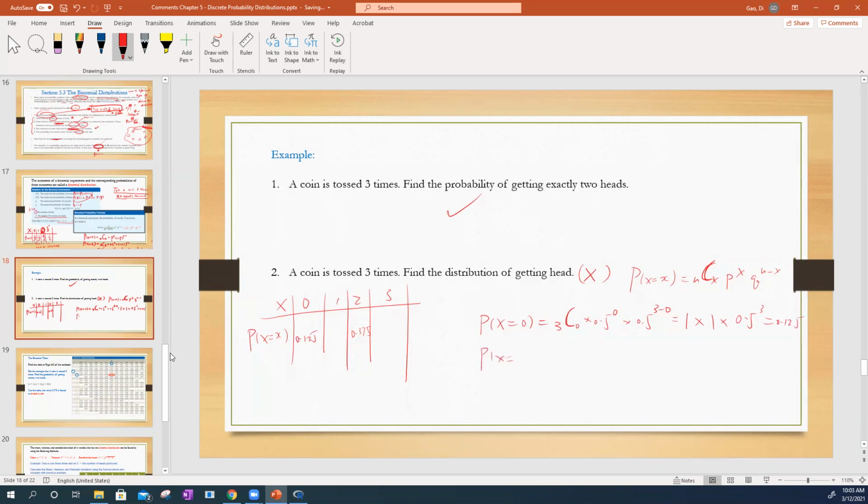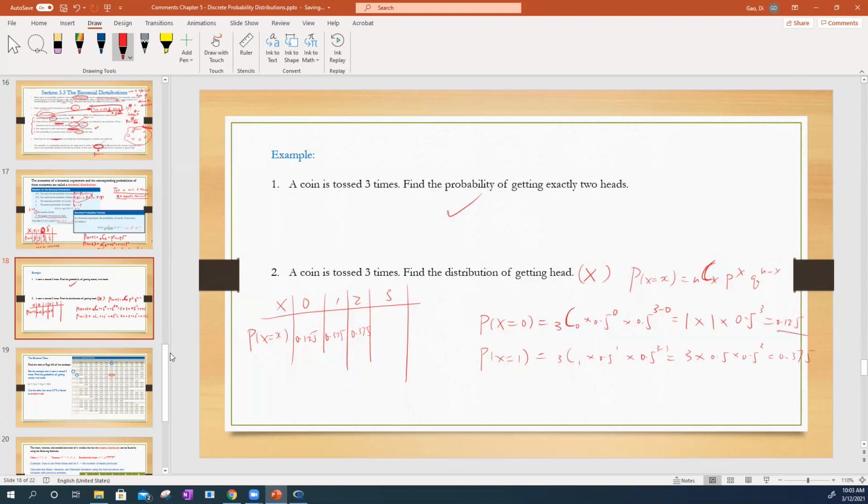Probability of X equals 1. That is 3 choose 1 times 0.5 to the power of 1 times 1 minus 0.5. That's 0.5 to the power of 3 minus 1. So that is 3 times 0.5 to the power of 1. That's 0.5 times 0.5 to the power of 2. That's 0.375.